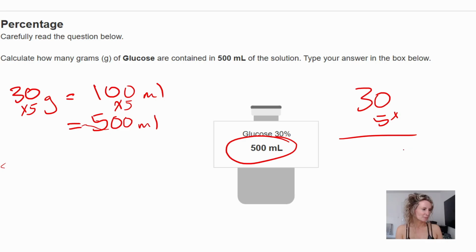5 times nothing is nothing. 5 times 3 is 15. So that means that 150 grams equals 500 mils. That will be our answer, 150.